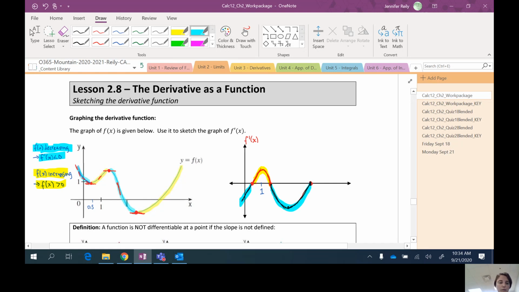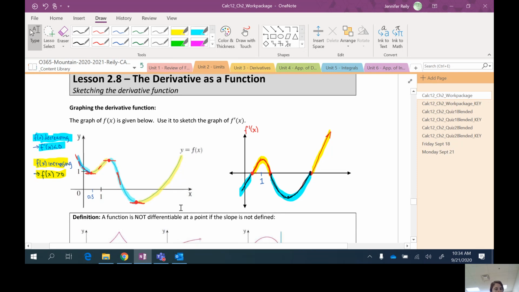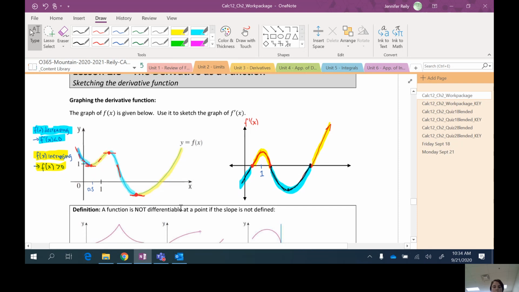Okay, so this was the blue region from my graph. And then the slope is positive in this yellow region. It just gets steeper and steeper and steeper. So I'm just going to draw my line going up and up and up like that. So that's the graph of the slope function. Each y value on this derivative curve would represent the slope on the original function. Okay, I have a video to show you guys later where you go through more examples if you need them.